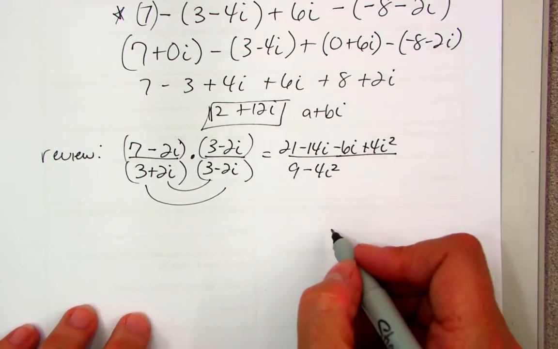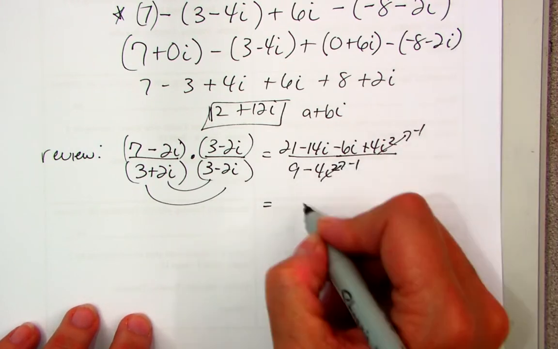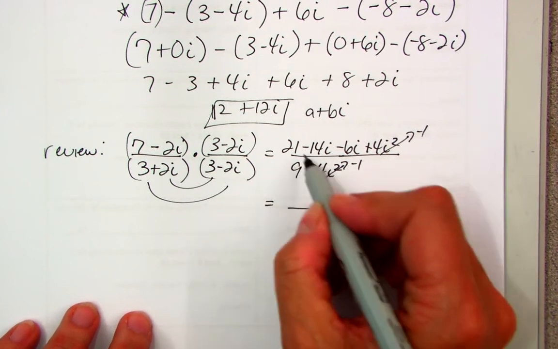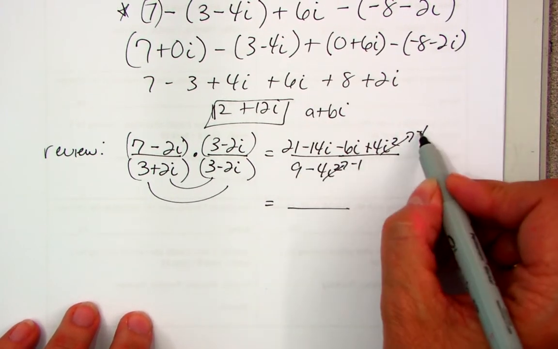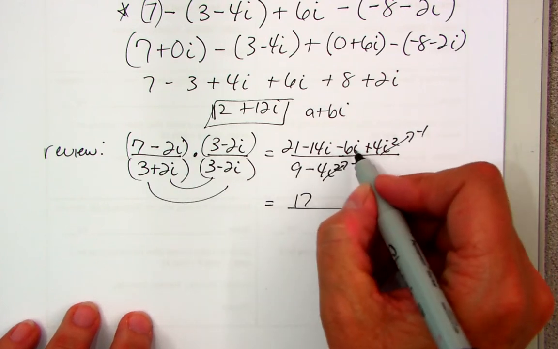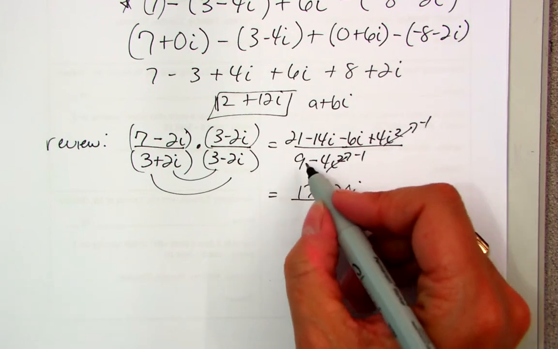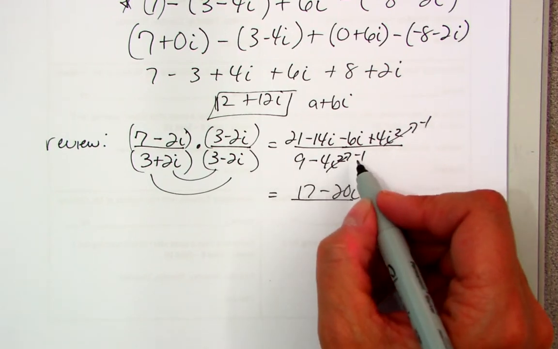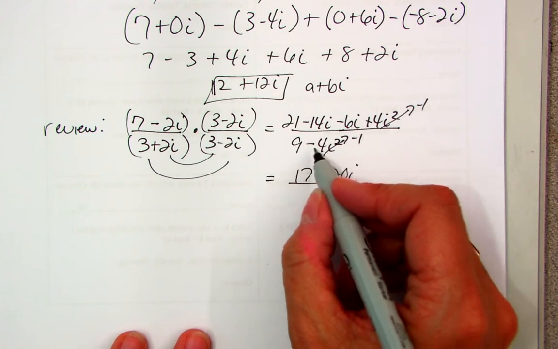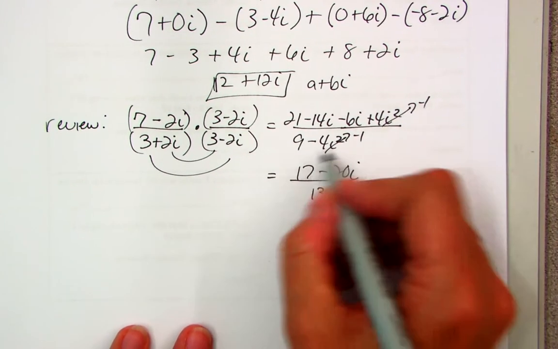Now I'm going to continue to clean that up. First off, I know that i squared is -1, and that's -1. So I would like to put all the real numbers first in the numerator. That's a 21 and a -4. So it's going to be 17. Now my imaginary term's behind. Now in the denominator, this is a 9. This was a -4, now times a -1. So that is really 9 plus 4, because again, -4 times -1 is a +4. So it's 13.